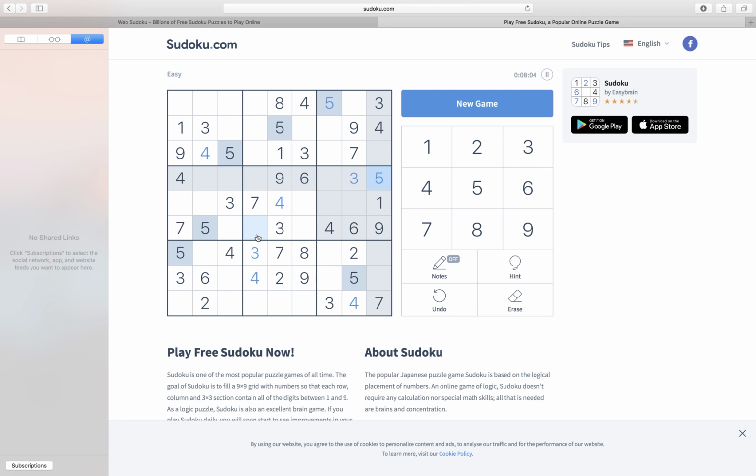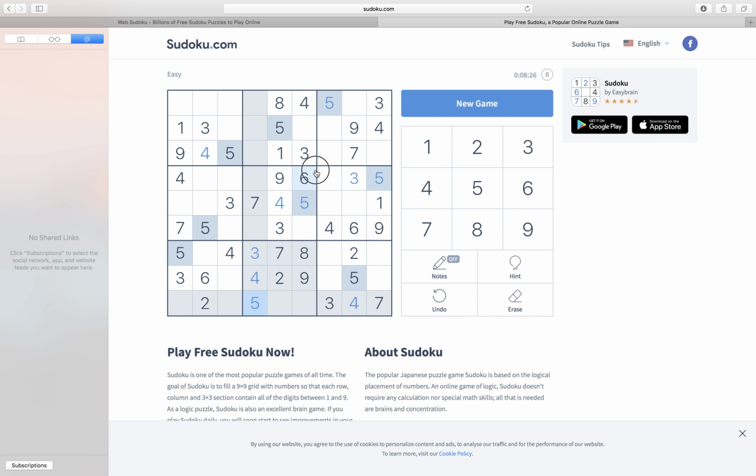So now we'll try this square. 5 cannot be placed in these two cells, 5 cannot be placed in this cell. So 5 will be in here. So let's try this square. 5 cannot be placed here, 5 cannot be placed here. So 5 will be here. So I think we have completed the 5.